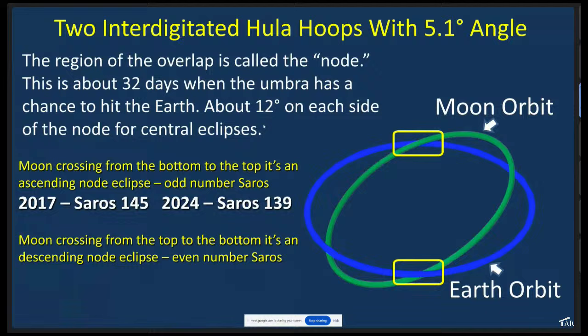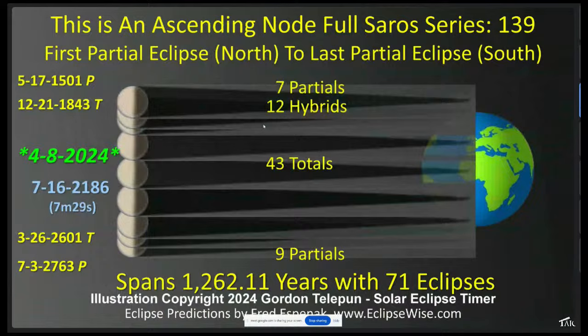So a moon crossing from the bottom to the top is called an ascending node eclipse. Those have odd Saros cycle numbers. So 2017 and 2024 are ascending eclipses. They're both odd. And the moon crossing from the top to the bottom is a descending node eclipse. And so this is the Saros series 139. This is the Saros that's giving us our April 8th eclipse right here.